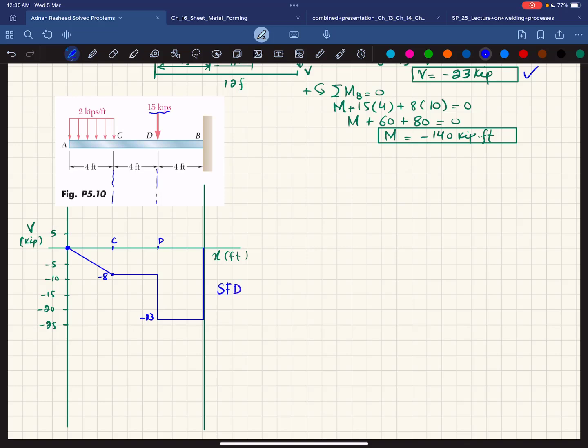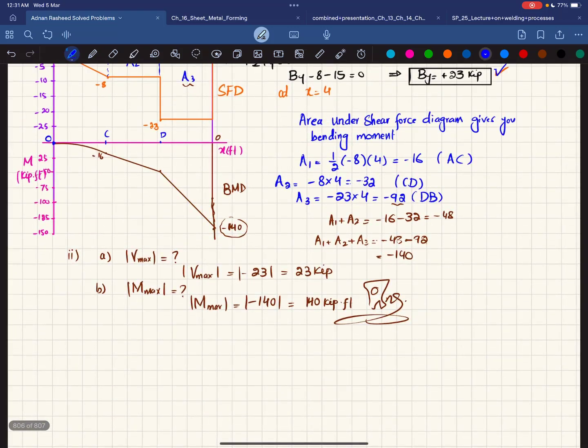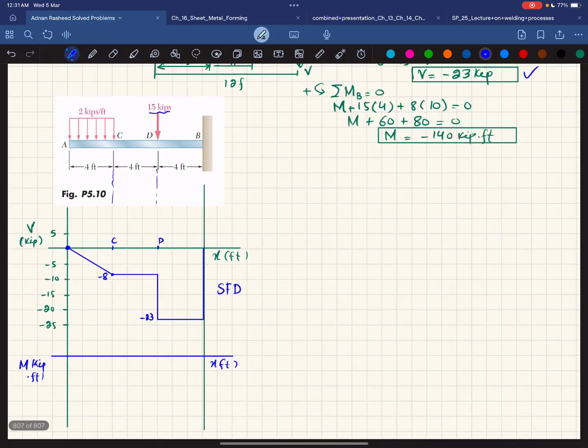Okay. Now we'll draw the bending moment diagram. For the bending moment diagram, you have x in feet, and on the y-axis you have moment, which will be in kips into feet. So due to limitation of space, we will take minus 50, minus 100, minus 150, and minus 200.